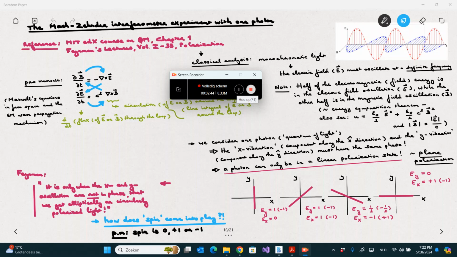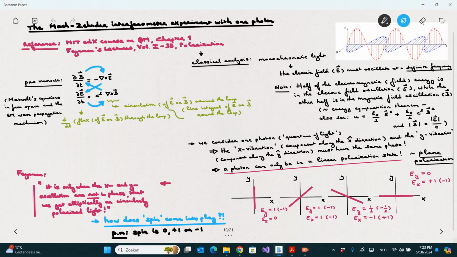So I want to talk about that now, and I'm going to do it with some explanation of what Feynman has to say about it in the first two of his three volumes on physics, and especially in volume 1, what he has to say about the polarization of light. So let's get on with it.